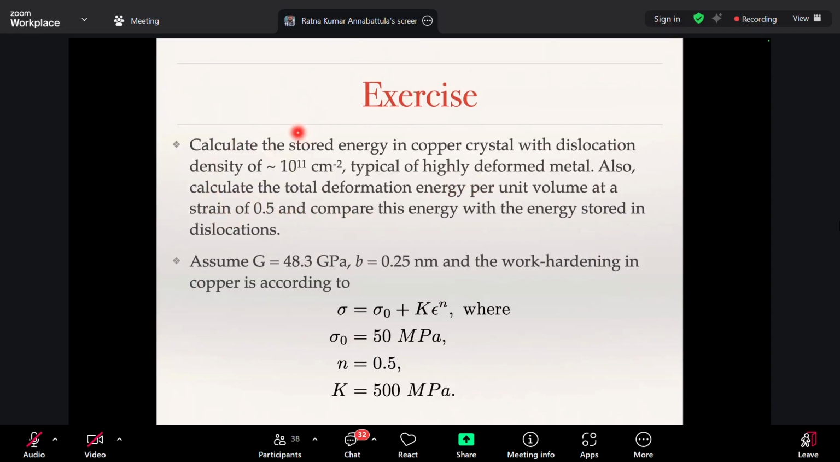And then you have to calculate the stored energy in dislocations in a copper crystal, and also calculate the total deformation energy per unit volume at a strain of 0.5 and compare that energy with the energy stored in dislocations. So you are applying some load. How much of that energy that you are putting in is stored in dislocation? How much is dissipated as heat? That is what we want to calculate. We know the shear modulus is 48.3 GPa and Burgers vector is 0.25 nanometers, and copper work hardening is given by sigma naught K epsilon power n and so on.